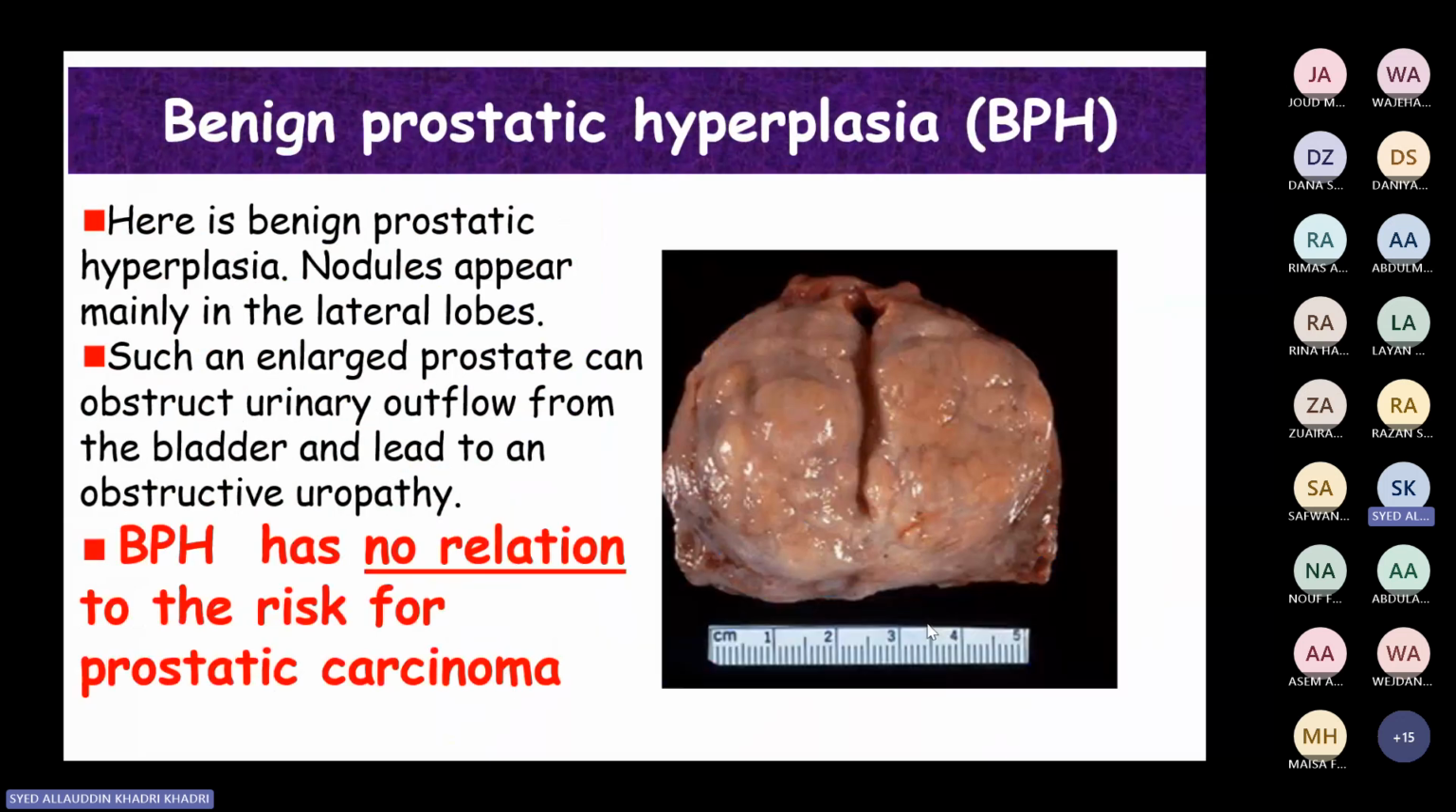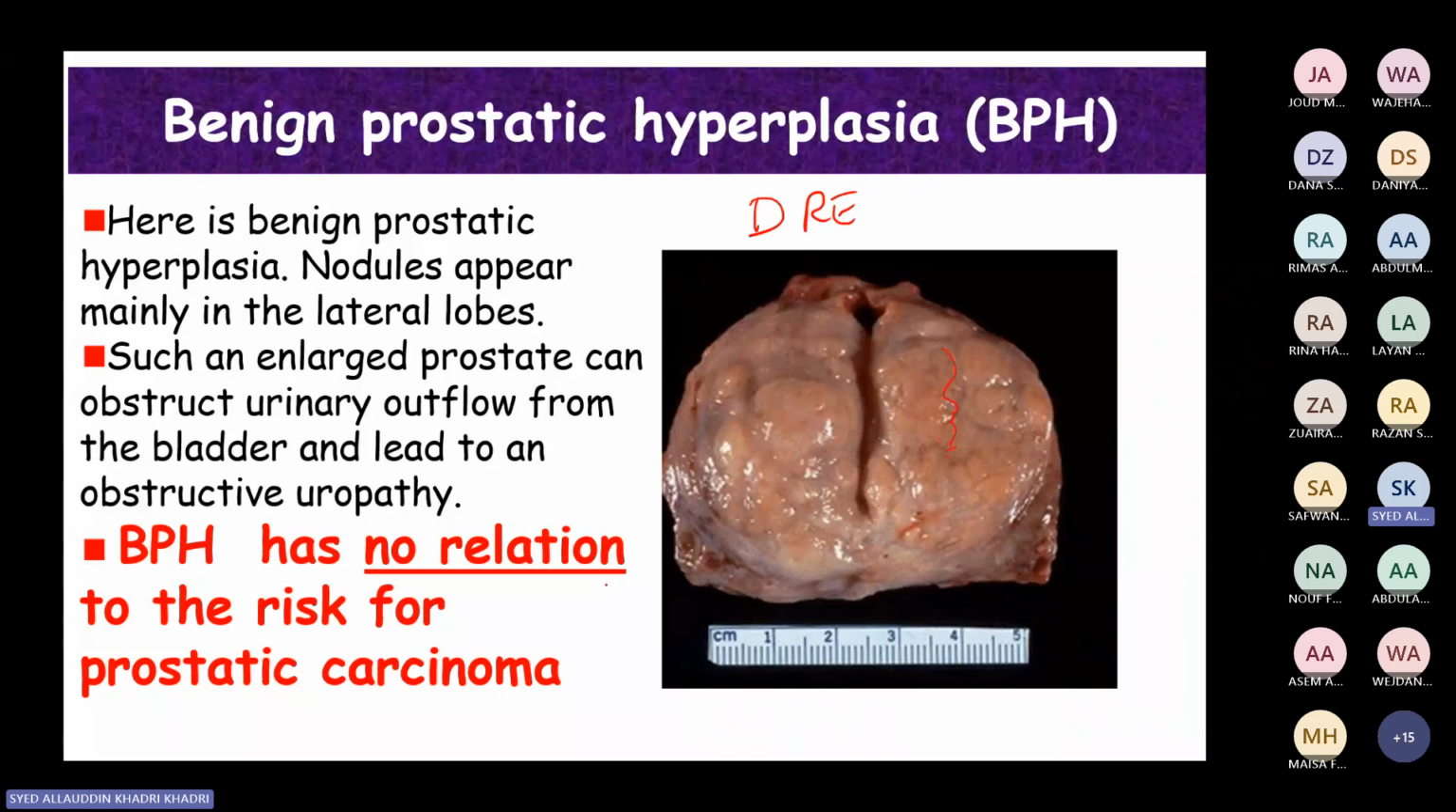Here is a benign prostatic hyperplasia. You can see nodular areas, but they are not stony hard. When you do a DRE, digital rectal examination, it feels a little smooth, but they have lobulations. You can see the nodular type. So nodules appear mainly in the lateral lobes. Such an enlarged prostate can obstruct the urinary outflow from the bladder and lead to obstructive uropathy.